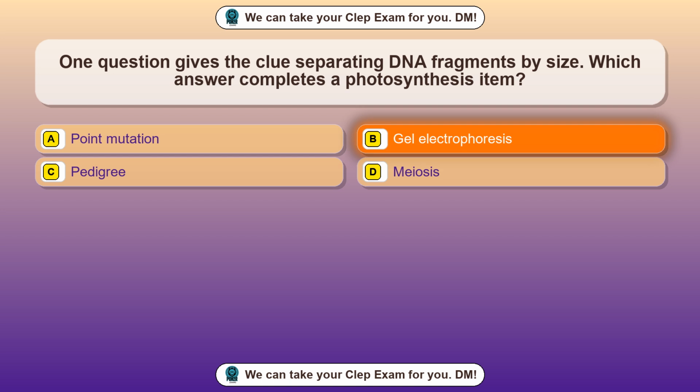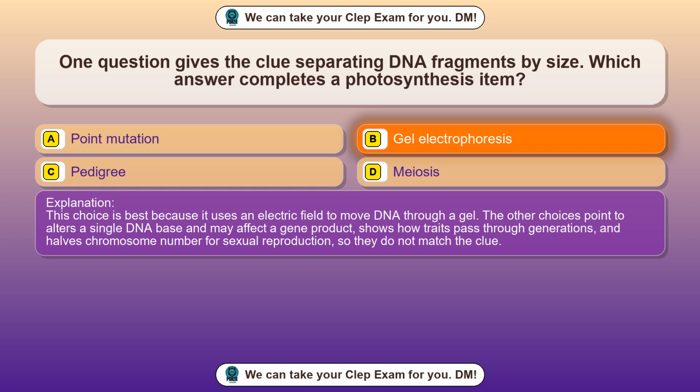Gel electrophoresis. This choice is best because it uses an electric field to move DNA through a gel. The other choices point to alters a single DNA base and may affect a gene product, shows how traits pass through generations, and halves chromosome number for sexual reproduction, so they do not match the clue.